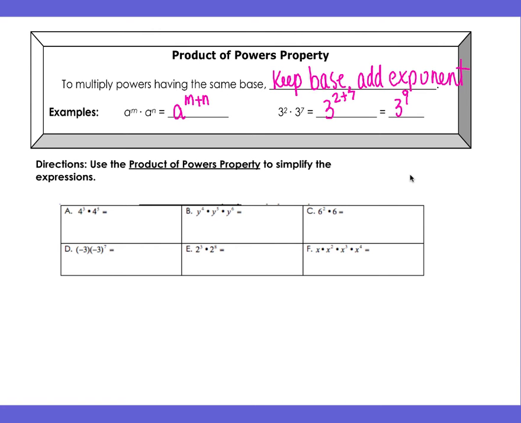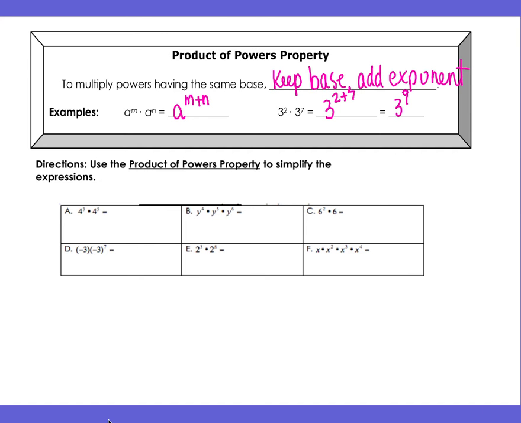So looking at the product of powers property, again, to multiply powers having the same base, keep the base and add the exponent. So you're going to fill out your notes section with this. So the example a to the m times a to the n would be a to the m plus n. Works the same with numbers. 3 to the second times 3 to the 7th is 3 to the 2 plus 7, which is 3 to the 9, because 2 plus 7 is 9.